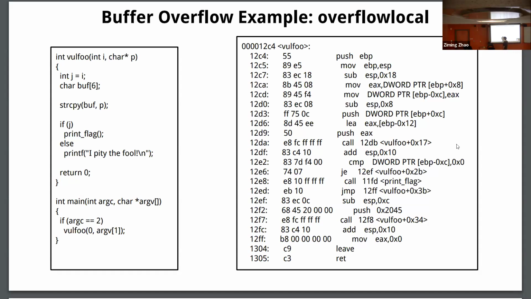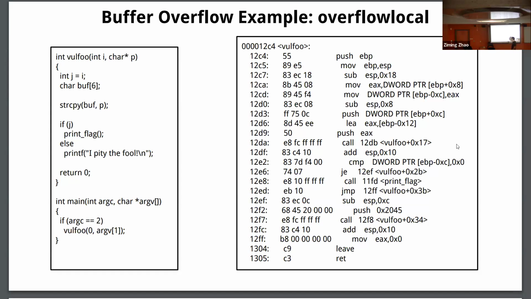Then we check the value of j here. If the value of j is not 0, we will print the flag. Otherwise, the program will print IPT the full, then return. Okay, that's it.